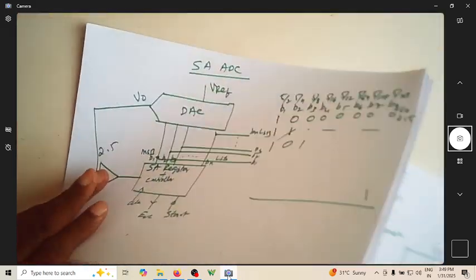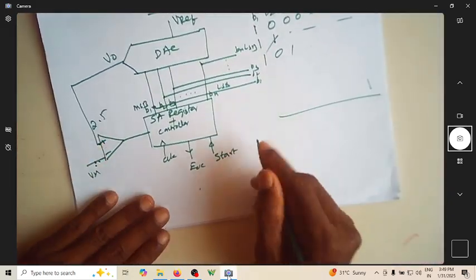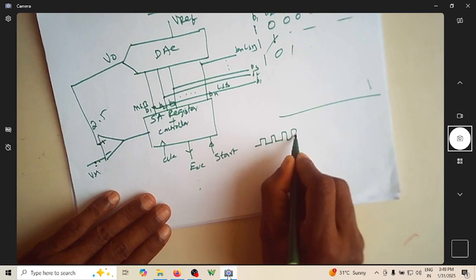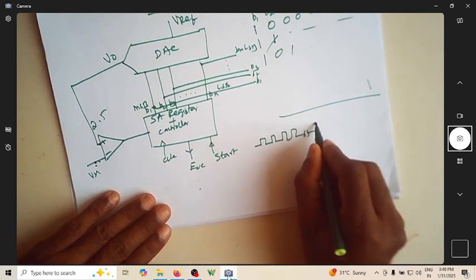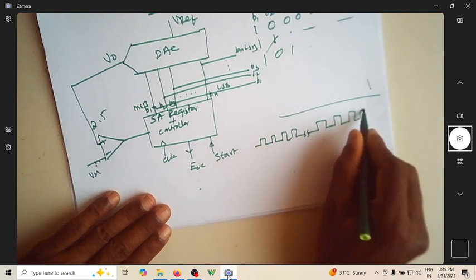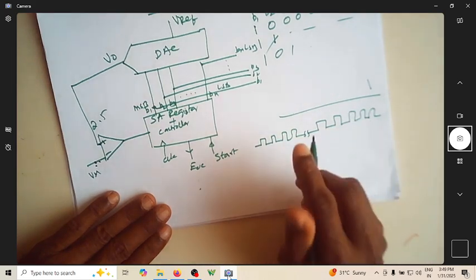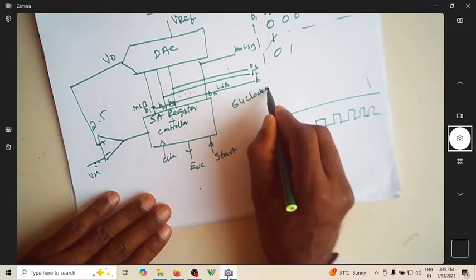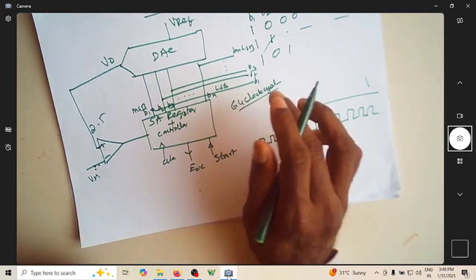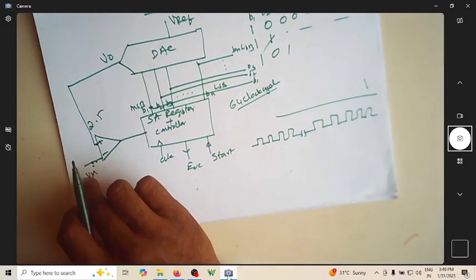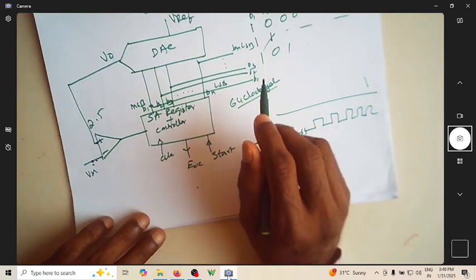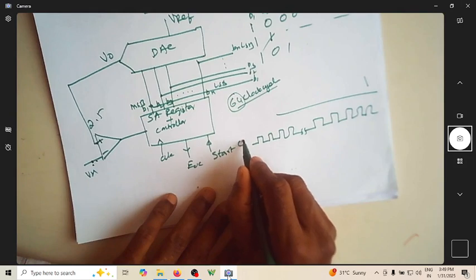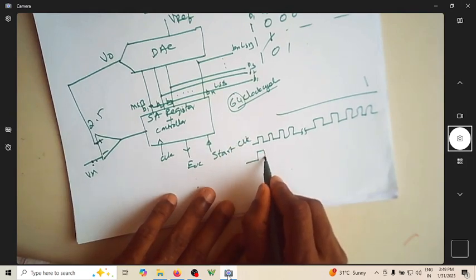But in this successive approximation type of ADC, again you're going to have a clock. Those who have done ADC using 0808 might have seen that it takes 64 clock cycles to complete the operation, independent of the amplitude of the input voltage. Whatever the frequency of the signal is, it typically takes 64 clock cycles. So this is my clock. You give a start of conversion.